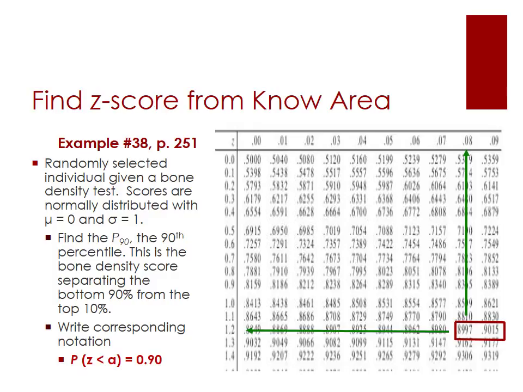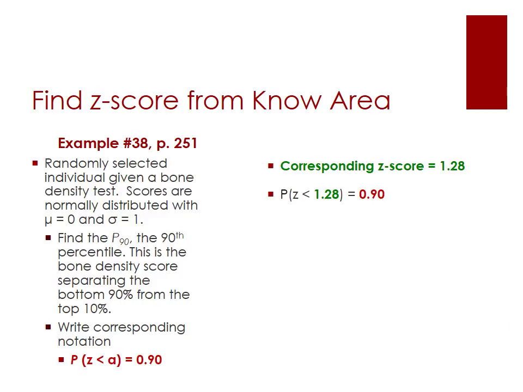We're then going to follow that across the row, and we get 1.2 for the first two parts of our z-score, and then we go up and see 0.08 for that column. So when we put that together, our corresponding z-score is going to be 1.28, and you'd write it in statistical notation like this: the probability of z less than 1.28 equals 0.90.